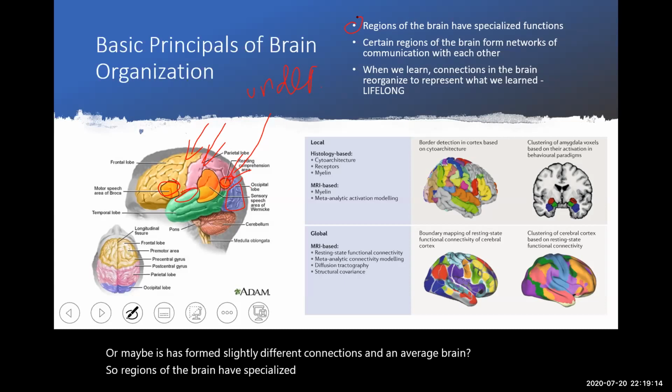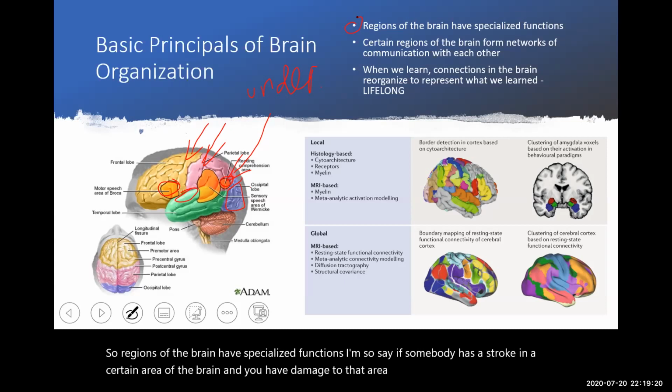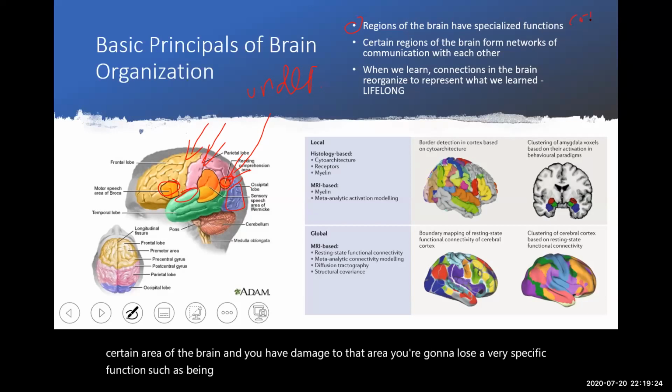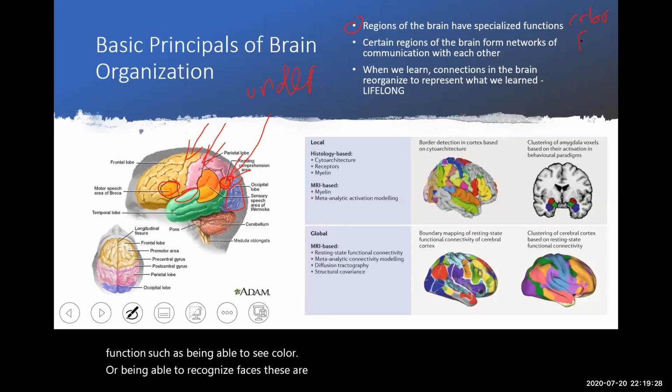So say if somebody has a stroke in a certain area of the brain and you have damage to that area, you're going to lose a very specific function, such as being able to see color or being able to recognize faces. These are all specialized functions of small specific areas of the brain.